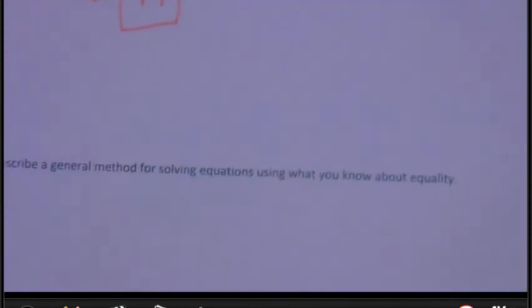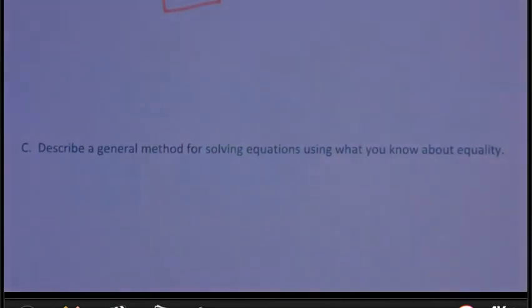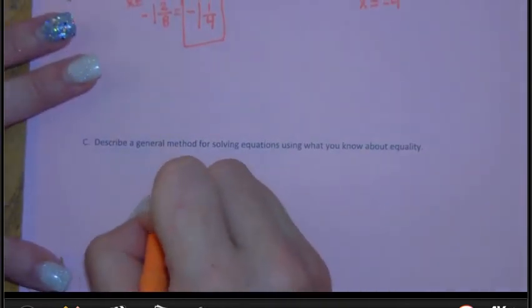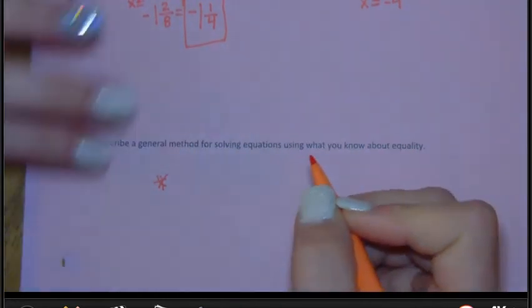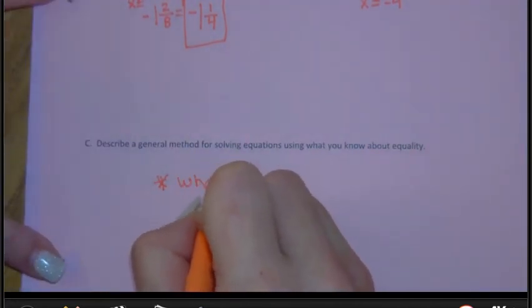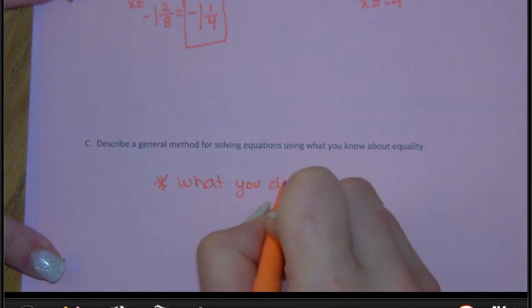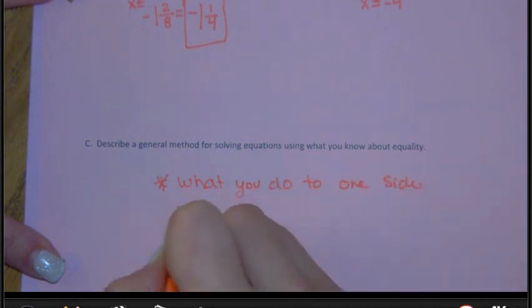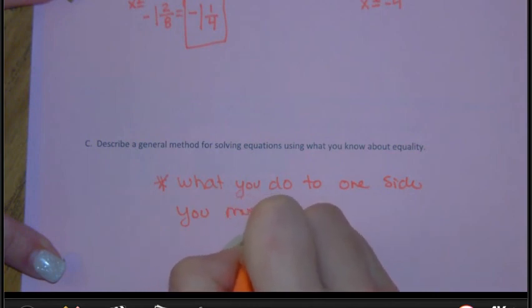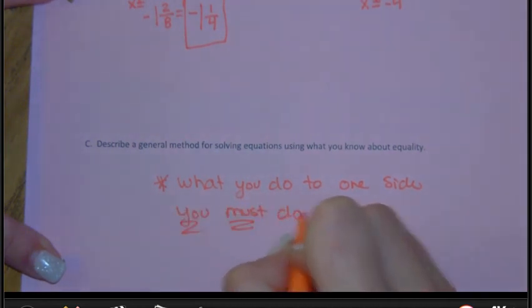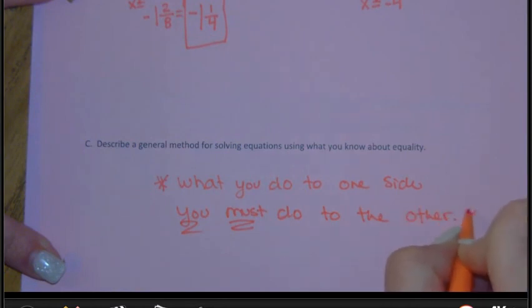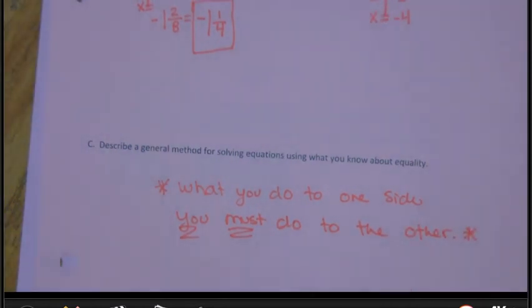Okay. And then the last one, describe a general method for solving equations using what you know about equality. And it's going to be the same thing when we were dealing with the pouches. What you do to one side, you must do to the other. What you do to one side, you must do to the other.